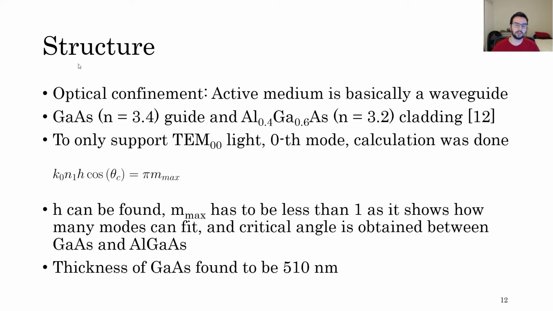I looked at optical confinement first, and the active medium is basically a waveguide if you think about it. The gallium arsenide has a refractive index of 3.4, and that acts as a guide. And the aluminum gallium arsenide is basically the cladding at a refractive index of 3.2. In order to only support the TM00 mode, or the 0th mode, we can use this equation shown, and we find that the thickness of gallium arsenide needed is 510 nanometers.